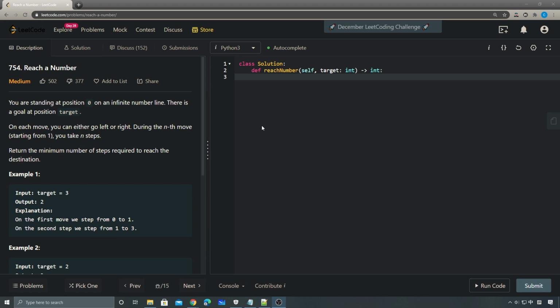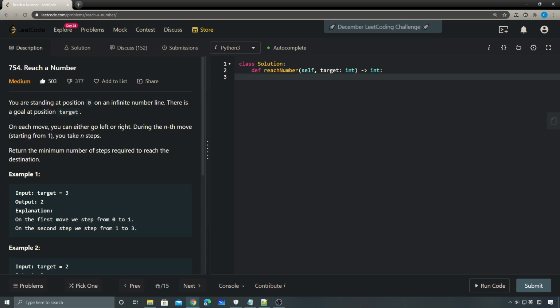So I want to talk about today's daily challenge problem, number 754, Reach a Number. This is a very interesting, I would call it a math or greedy problem.